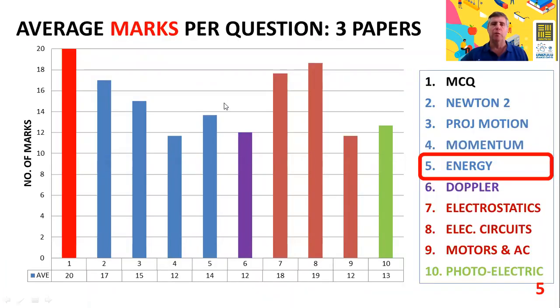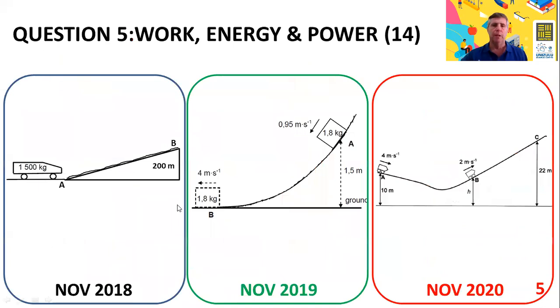Looking at the last 3 papers, which we've averaged, question 5 is always on work, energy, and power, part of the mechanics section. On average, over the last 3 papers, it's counted for 14 marks. This is a snapshot of question 5 for the last 3 papers, and you can see something in common. It's always dealing with an object on a slope. So obviously, we'll be looking at conservation of mechanical energy, potential energy high up the slope, and kinetic energy at the bottom. You can see that usually there's some friction on the slope, so there are non-conservative forces present. We will take a detailed look at all these 3 questions.